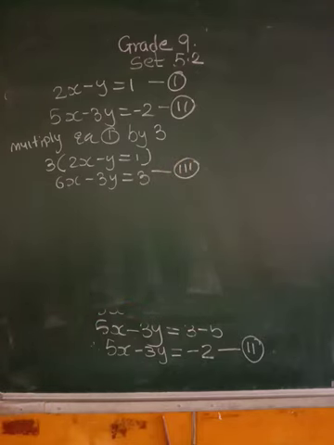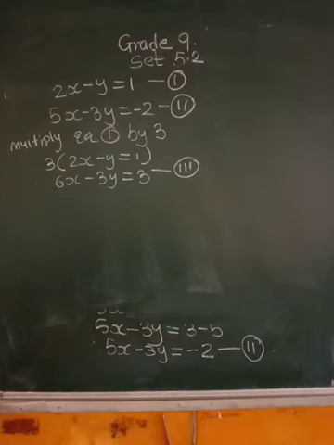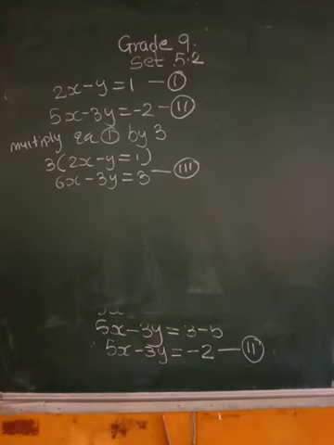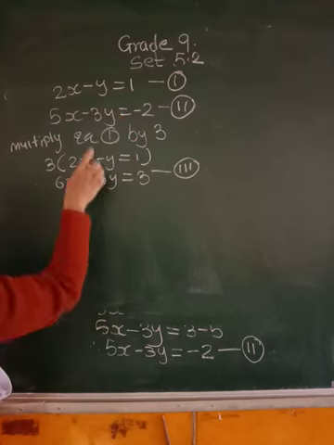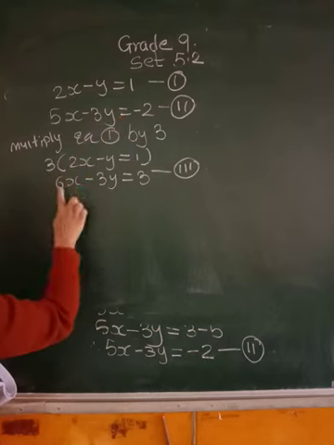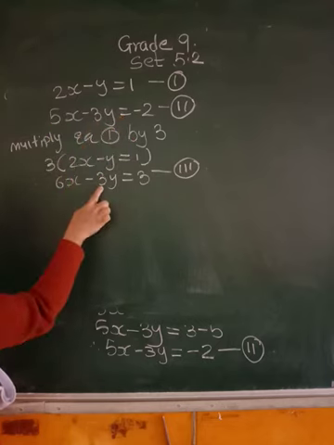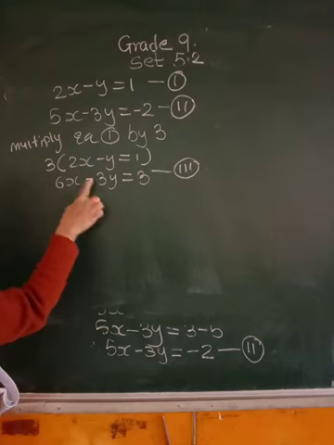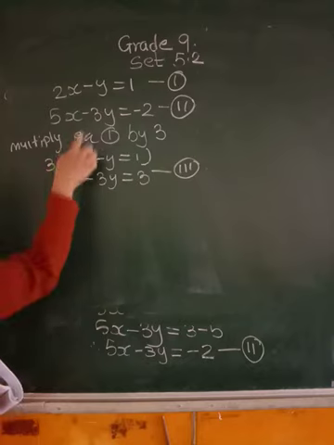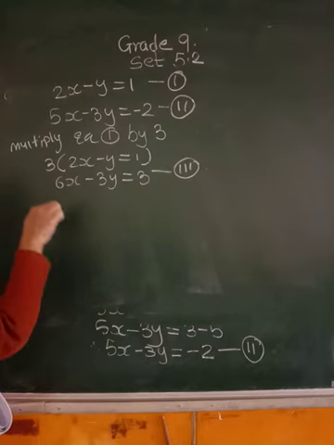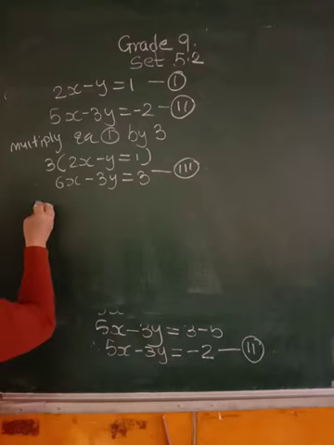Now you see, look at equation 2 and equation 3. You will see that coefficients of y are equal. But they should have opposite sign, then we can add. But here both are having same sign. So we need to subtract. Are you understanding me? So subtract.